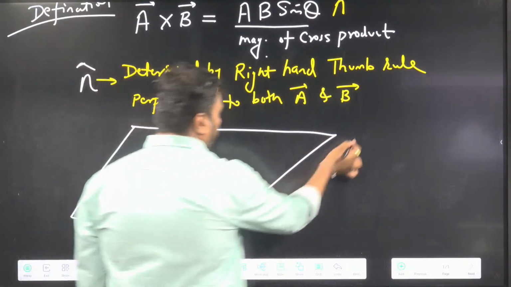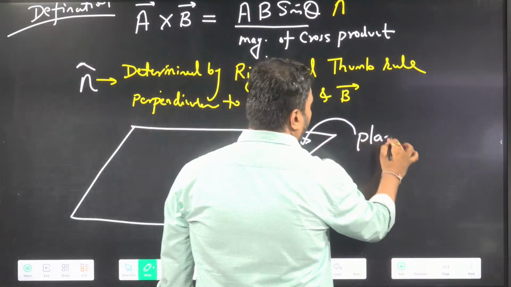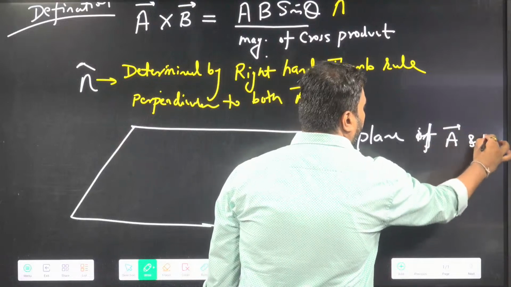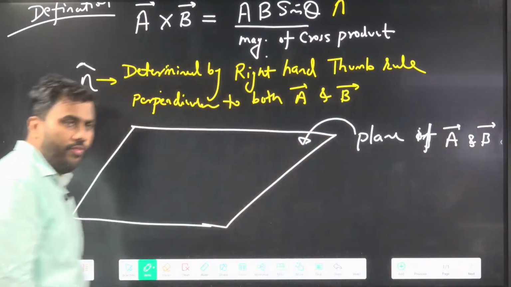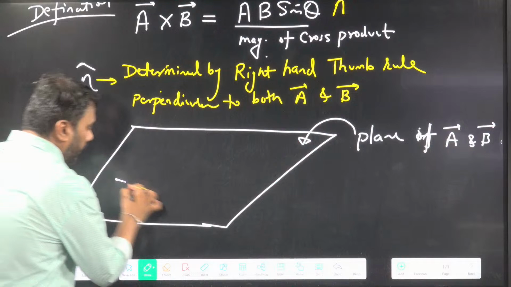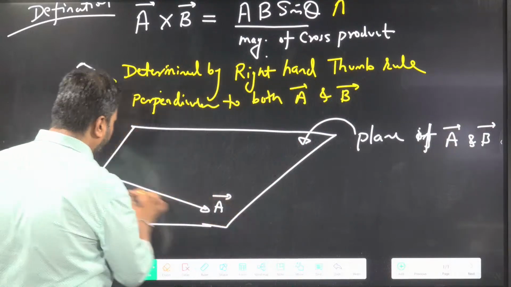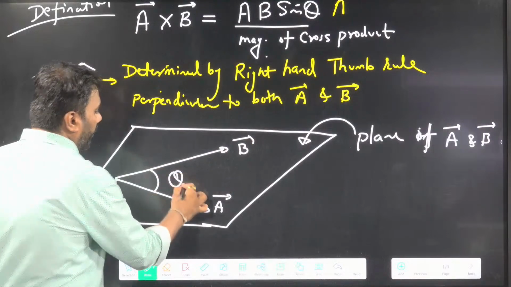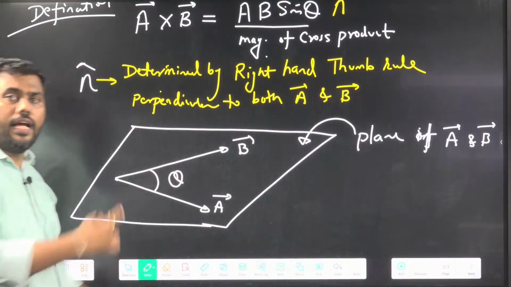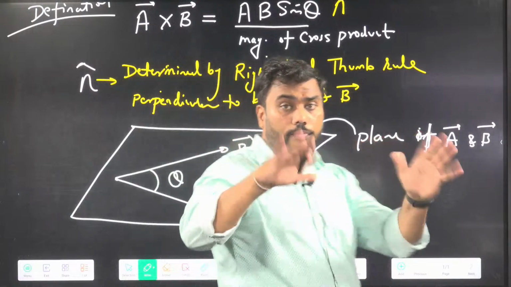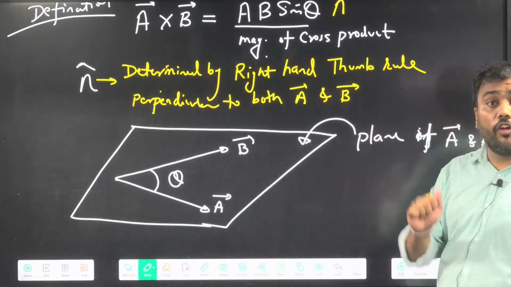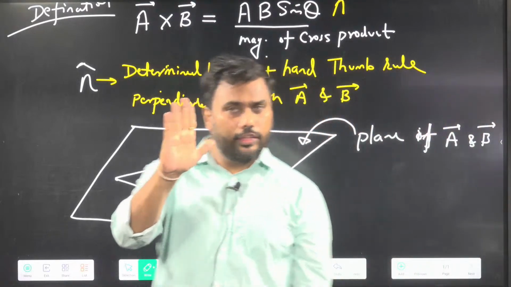Suppose this is a plane of A vector and B vector. I am drawing a plane of A vector and B vector. In this plane, this is my A vector, first vector. This is my second vector, B vector. And this was the angle between A and B. In this plane, my A and B vectors are arranged.